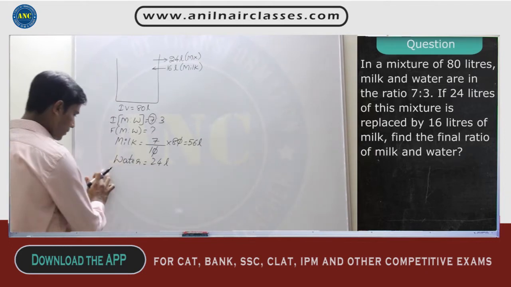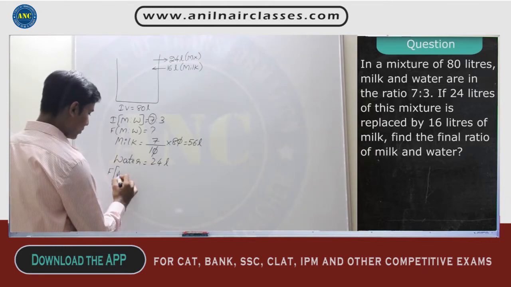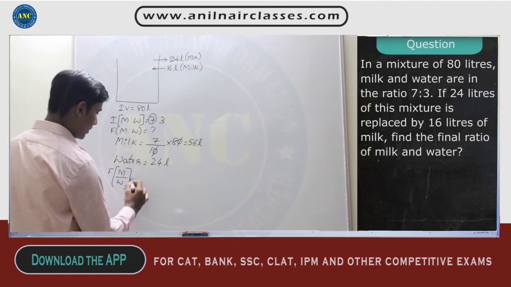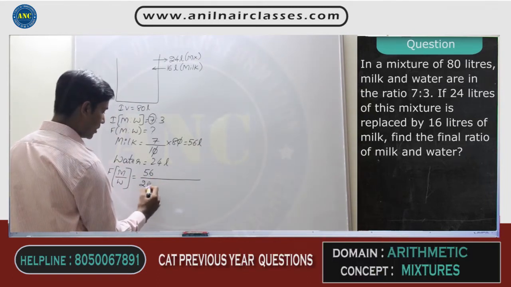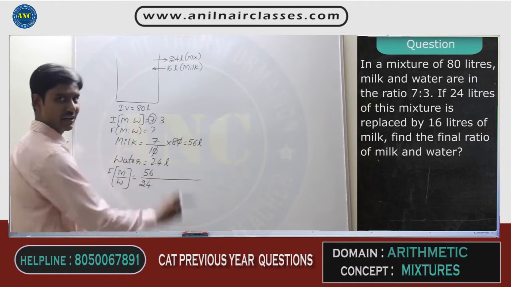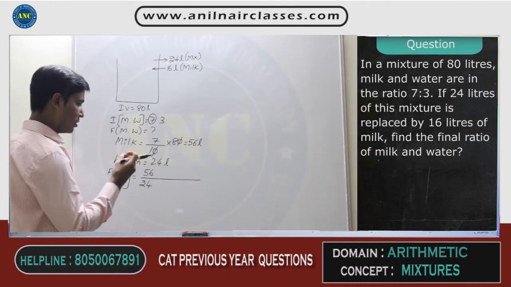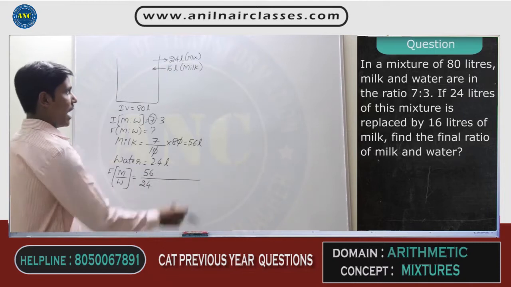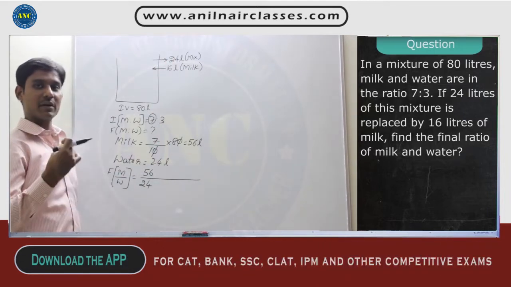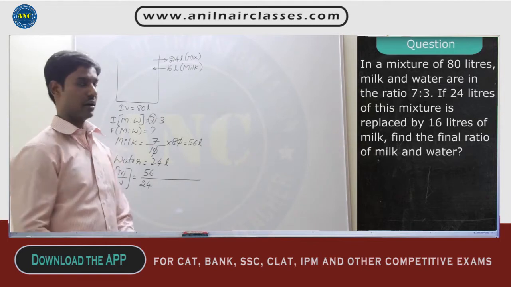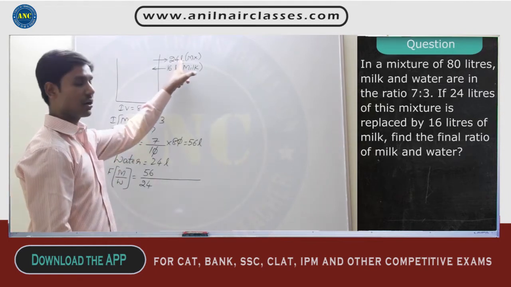Now see here, you need to find the final ratio of milk and water. Initial ratio is 56 by 24, that is nothing but 7:3. Right? Now from this ratio of 56:24, I am taking out 24 liters of mixture. Mixture is nothing but a combination of both milk and water. I am taking out 24 liters of mixture.